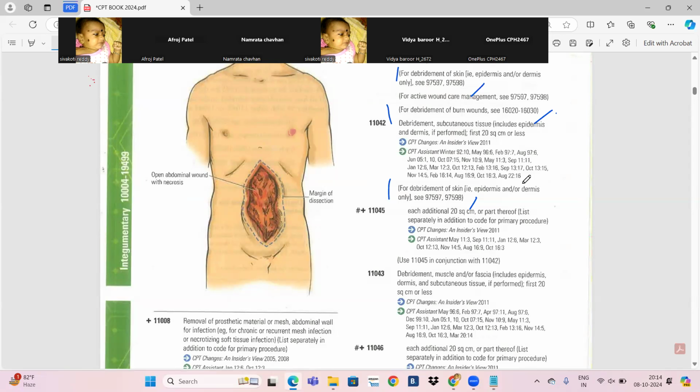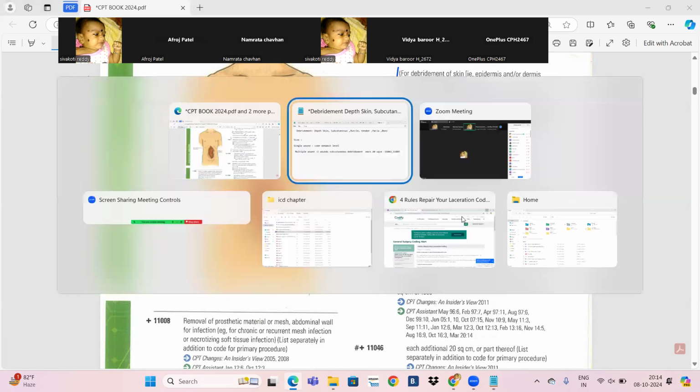Okay, don't convert that one. They will give the same 20 square centimeter only. They won't mention it like this. Here, remember, you don't get coding. You will get guideline related questions in the exam, but I am explaining here.